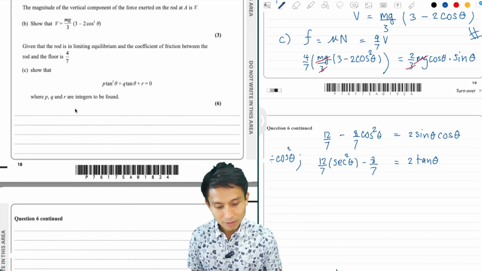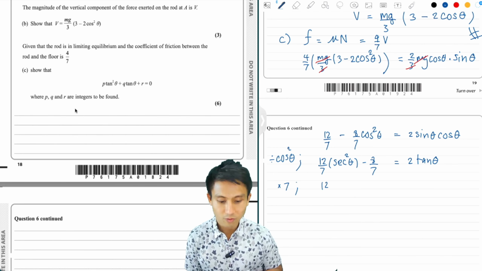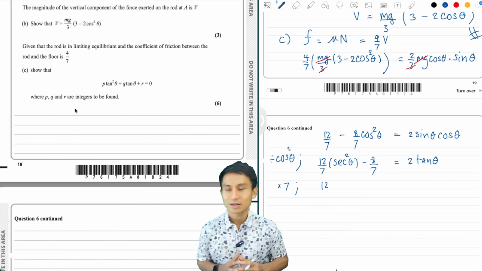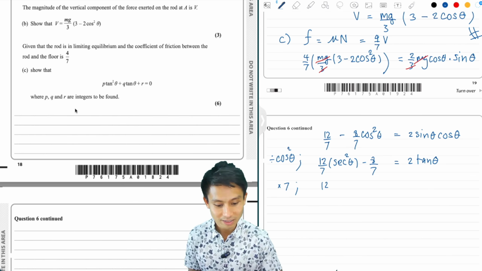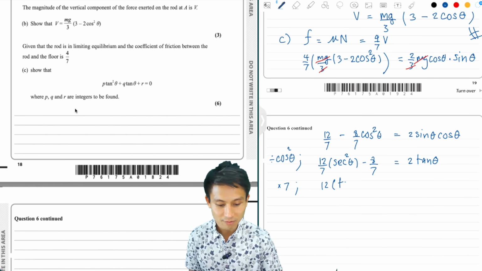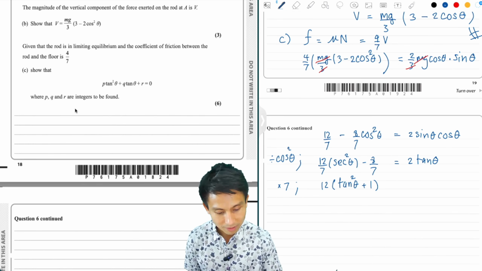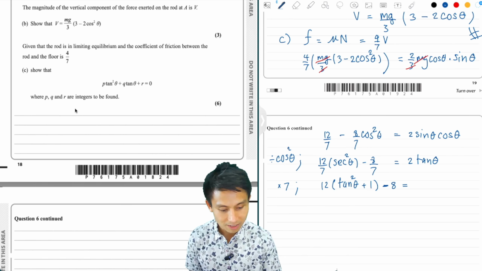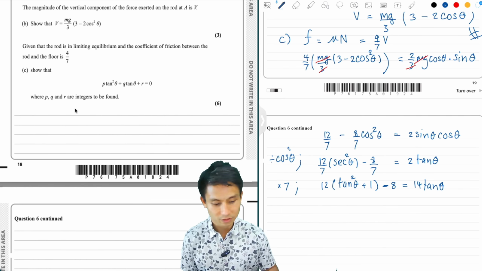Well, how about I multiply out by 7? So I get 12. Again, sec squared, isn't it 1 plus tan squared? So this is tan squared plus 1. It's an identity, right? And we also multiply by 7 here, don't forget, so minus 8 there, and multiplying that by 7, we get 14 tan theta as well. All right, so far so good.